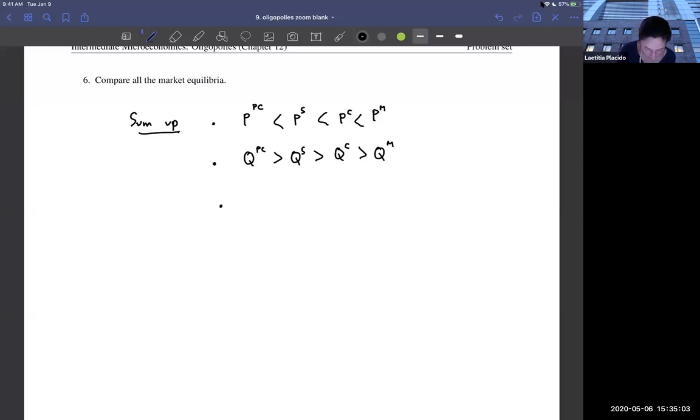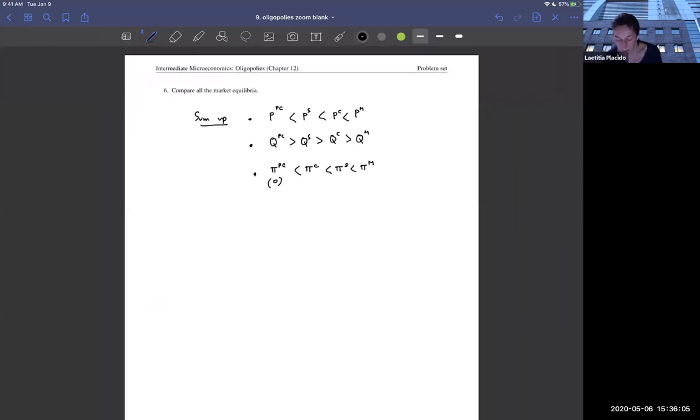Now let's compare the profit. The profits are the lowest under perfect competition, okay? We didn't calculate the profit in Stackelberg, but it should be: profit in Cournot, profit in Stackelberg, and monopolist's profit. Okay, so that's just a comparison of the different values of price, quantity, and profit in the different scenarios. Unless there's a question, I'm going to move to the next problem.